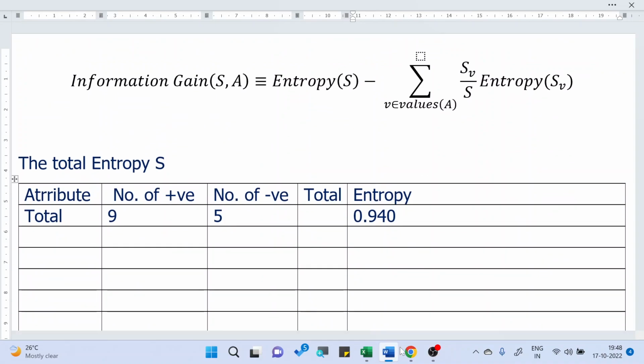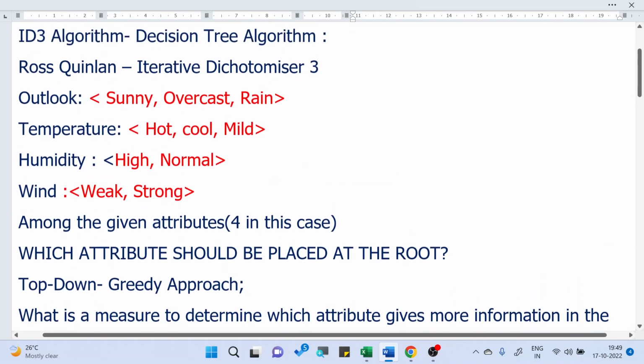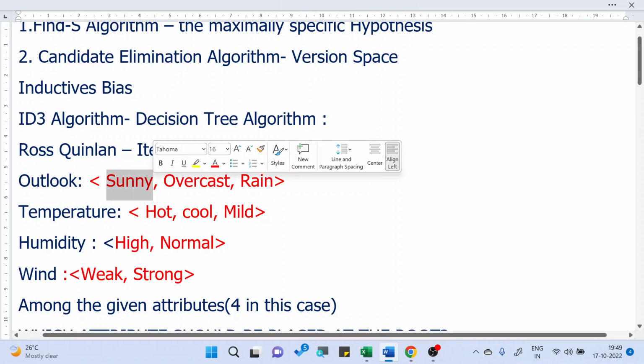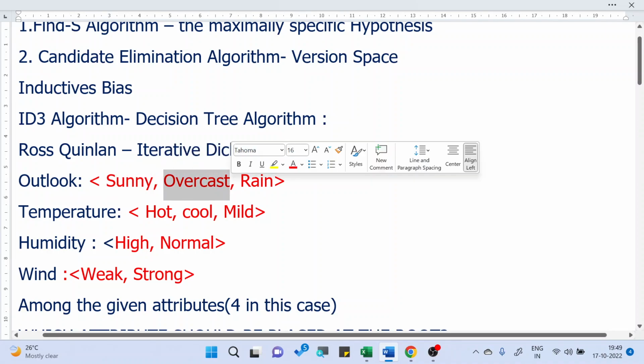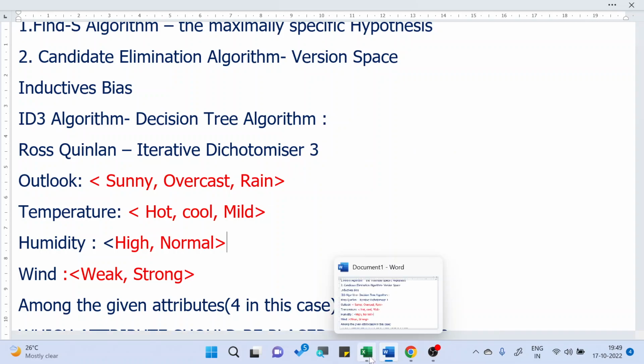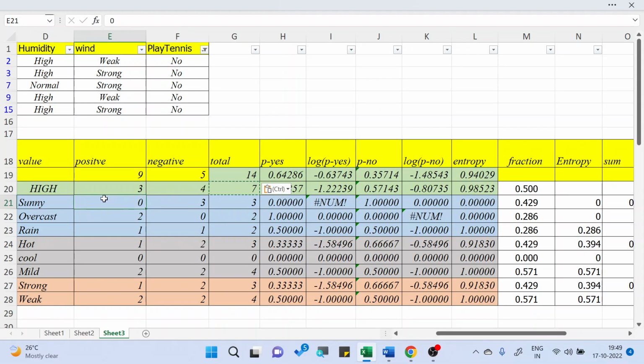In the outlook attribute we have 3 values: sunny, overcast and rain. In each attribute value we will calculate how many positives are there, how many negatives are there. From that we will calculate the entropy of each attribute. Now let us see, take sunny.